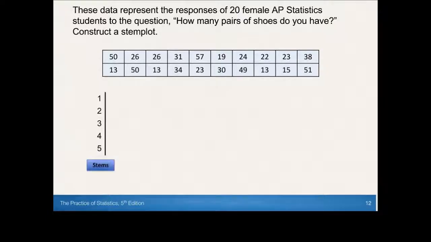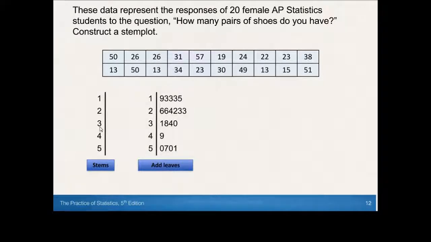So we're first going to, these are called the stems. So we look at the data. We have from 50 down to 13. So you want to figure out where the highest and the lowest is. And then the 10 and the 50, 10, 20, 30, 40, 50 become your stems.